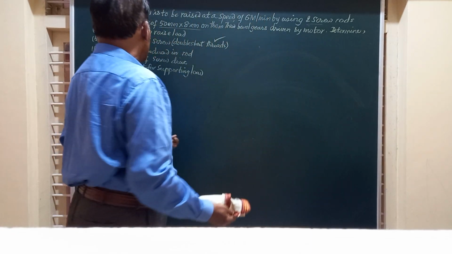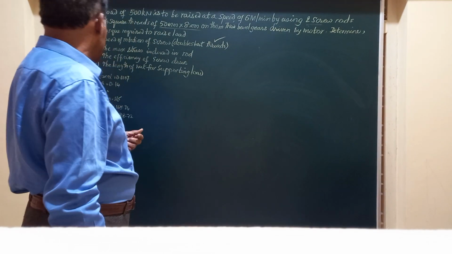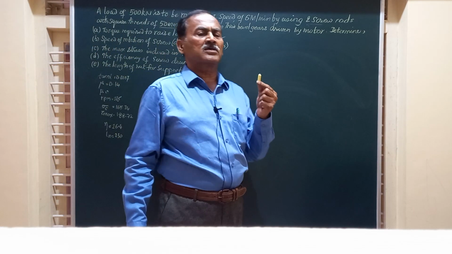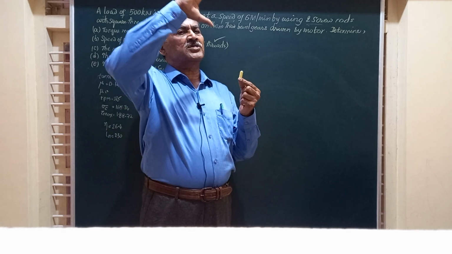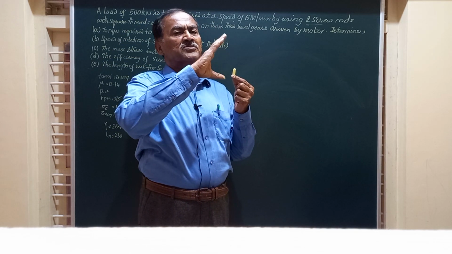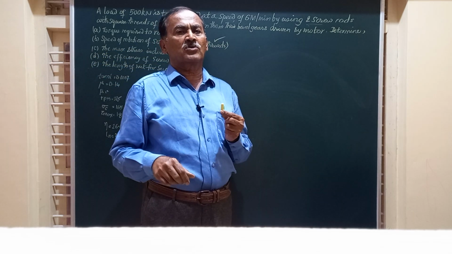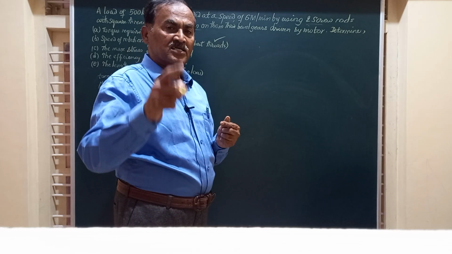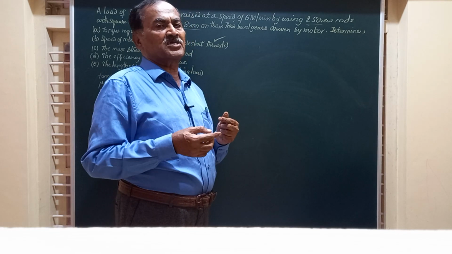Friends, let us move on to the maximum stress induced in the rod. Friends, you know this screw rod is subjected to two types of stress. One is due to the load, that is the compressive stress sigma. The other is the torsional load. So we have to find out both the axial load, which is compressive in nature, and the torsional load.